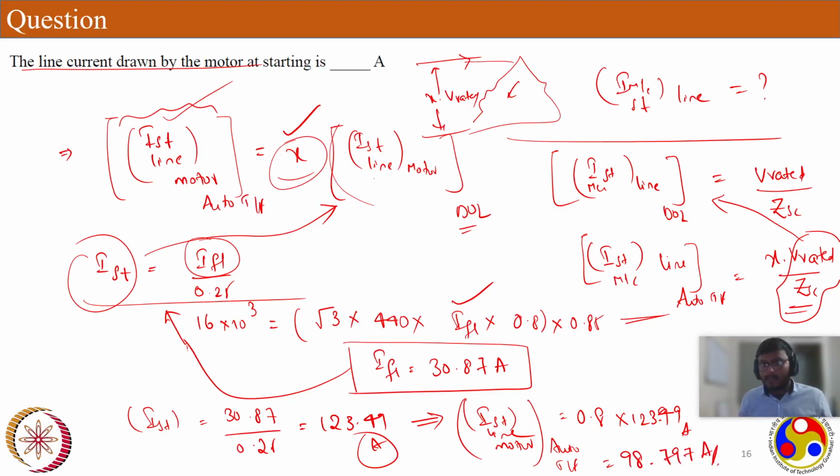98.797 amps. So yes, this is the final line current drawn by my motor at the starting condition. Whenever we are using an auto transformer, we have to keep in mind that the current will be reduced by X times for the motor current, not the starting current. If you just compare the starting currents in both, it will be X square times. But the current drawn by the motor will be X times only.